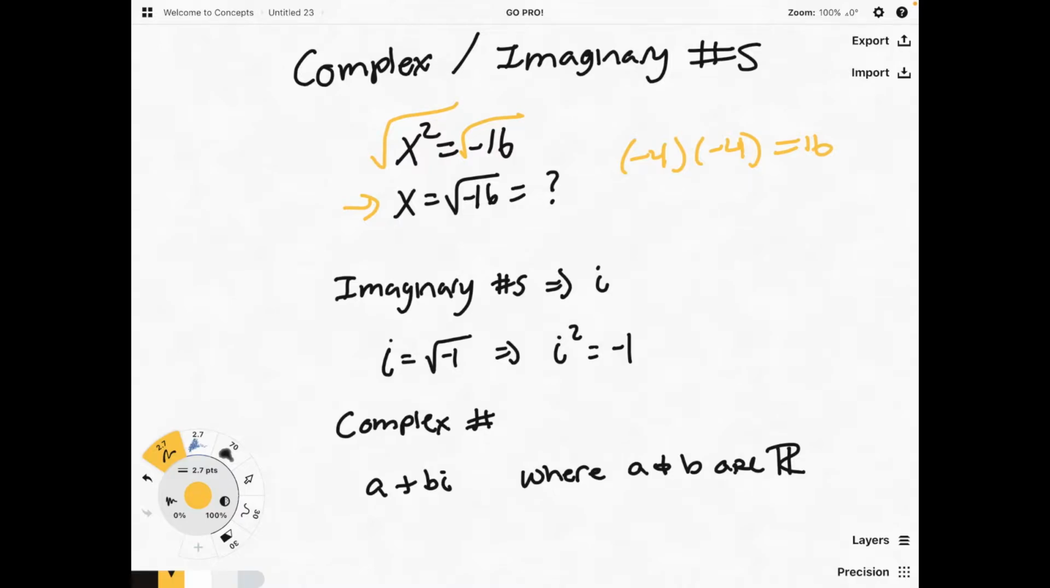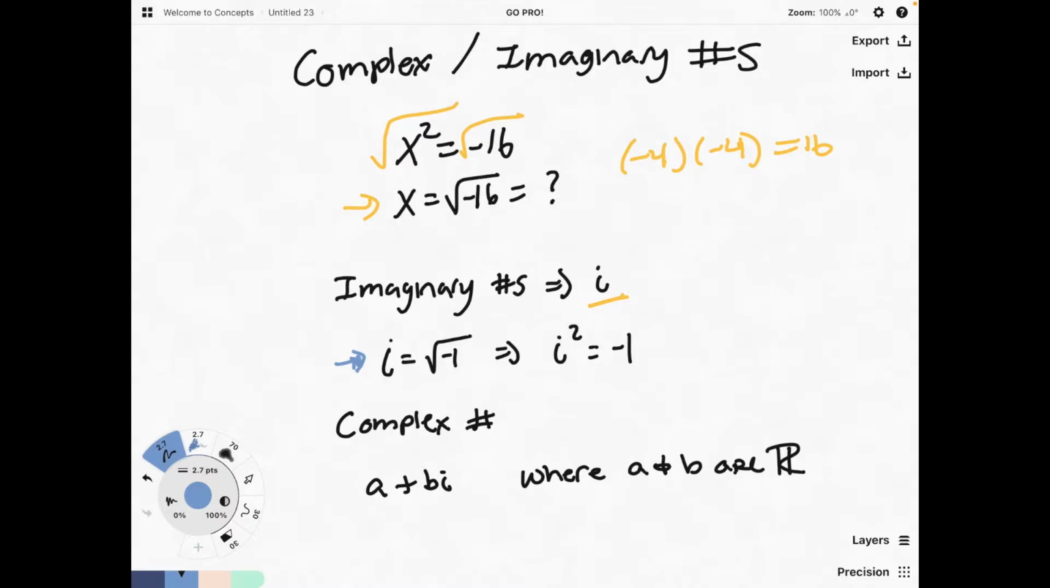So an imaginary number is typically denoted with a lowercase i. And i is equal to the square root of negative 1, which is what we see here. If i is equal to the square root of negative 1, then i squared would be equal to negative 1. All we would need to do is square either side, and that is how we're left with negative 1.